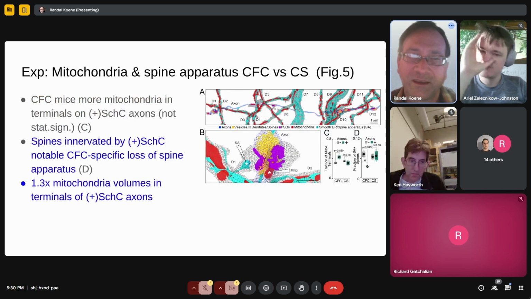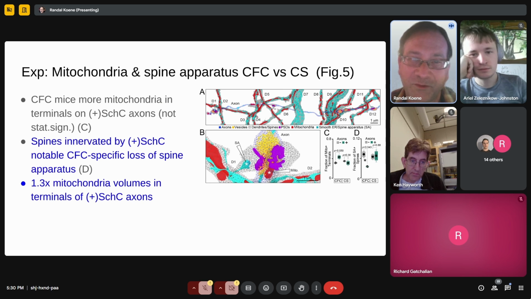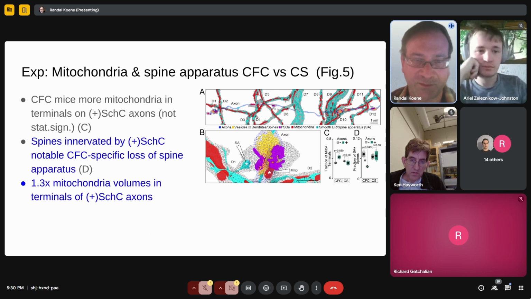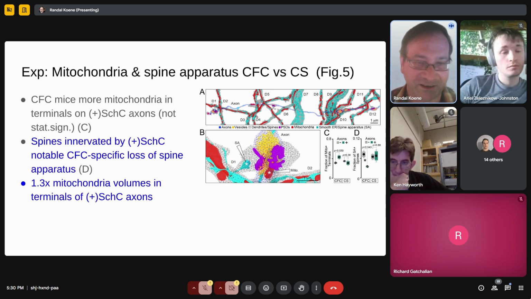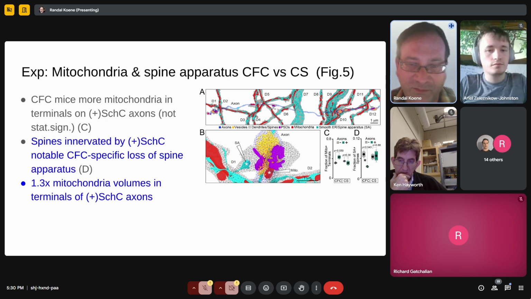And finally, they carried out a study of mitochondria and spine apparatus in CFC and CS. They reconstructed membrane organelles essential for energy metabolism, protein synthesis, and intracellular calcium signaling, the mitochondria and smooth endoplasmic reticulum, SER. The postsynaptic calcium homeostasis of glutamatergic pyramidal neurons, as well as local translation in spines, are thought to be regulated in part by a part of the SER network known as the spine apparatus. Prior EM studies had raised the possibility that subcellular localization of these organelles is influenced by sensory stimuli.